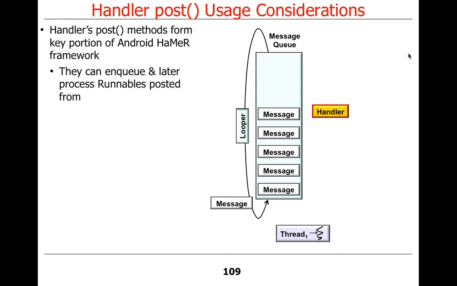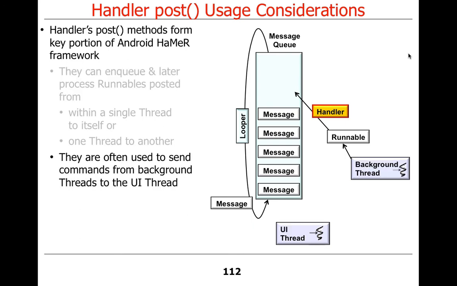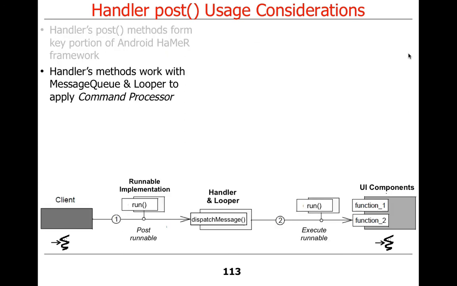You can do it in FIFO order, where the next one up gets to run, or you can do it based on the passage of time, either relative time or absolute time. And you can pass these runnables using the framework either within a single thread to itself, which is typically used for timers or time-related operations, or you can also do it from one thread to another, which is typically used when you have a background thread that wants to talk to the user interface thread. That's the typical thing. You send commands like that.